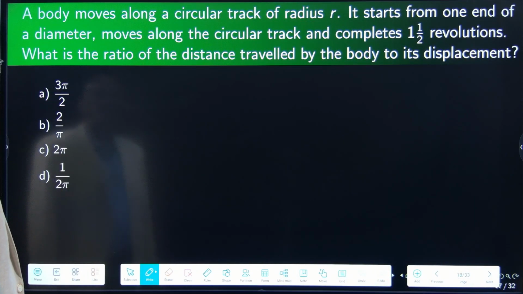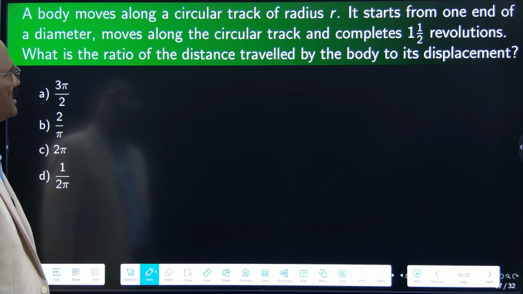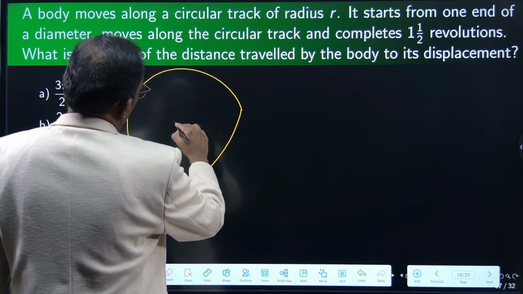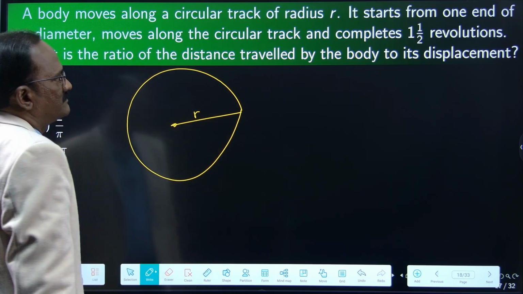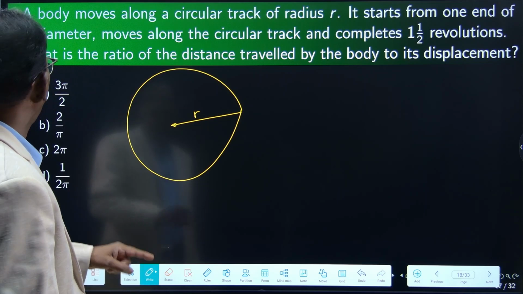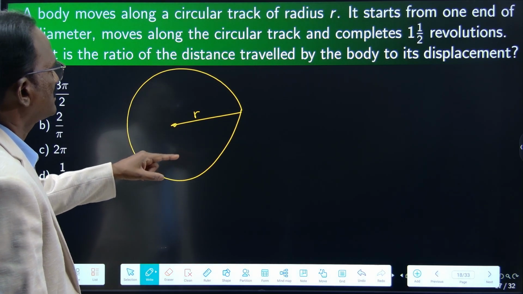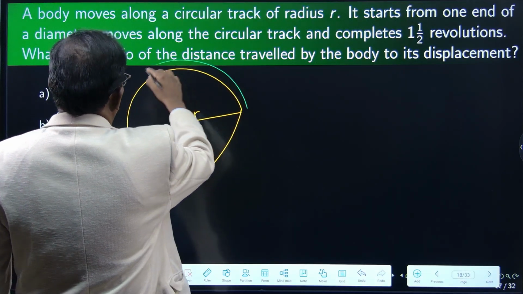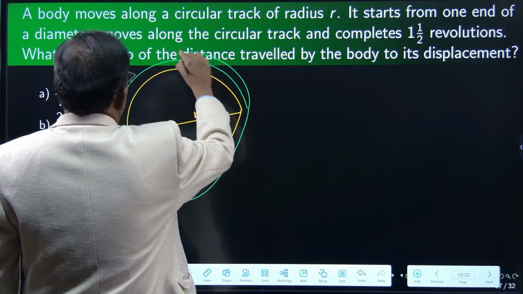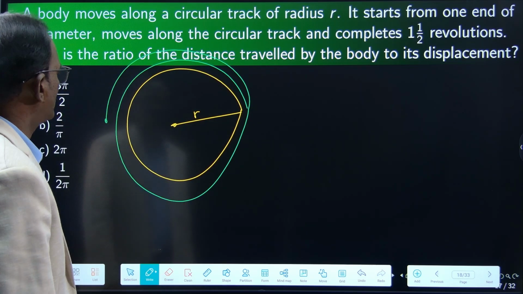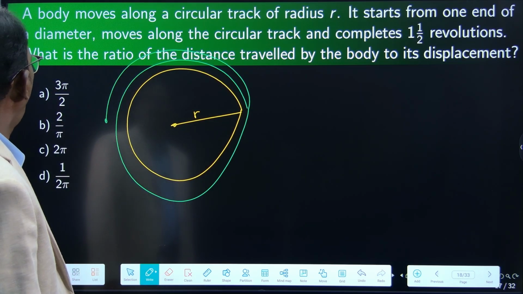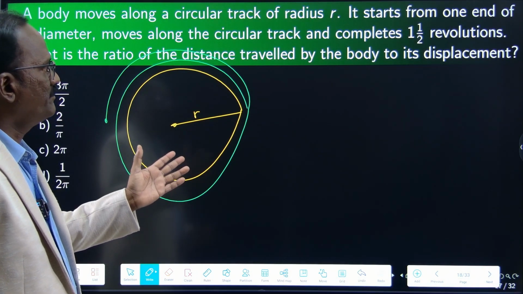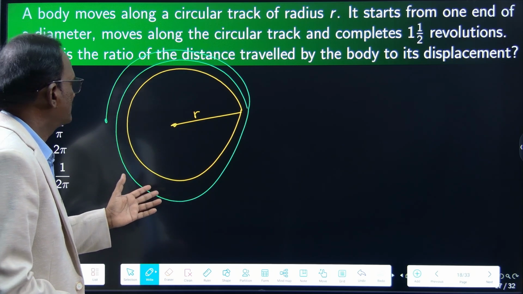Next problem. A body moves along a circular track. This is also a circular problem, of radius r. It starts from one end of a diameter, moves along the circular track and completes 1.5 revolution: 1 revolution, then another half. What is the ratio of the distance traveled by the body to its displacement?